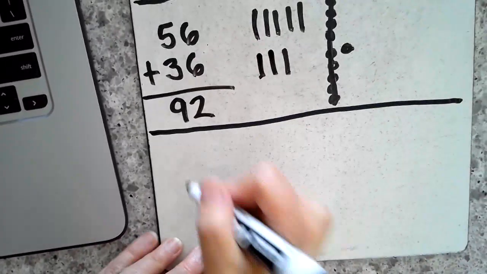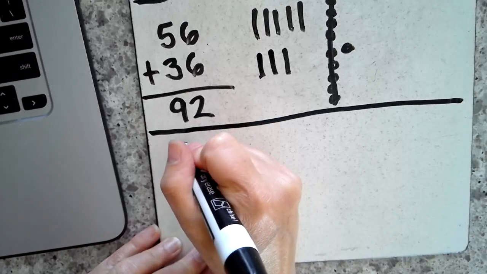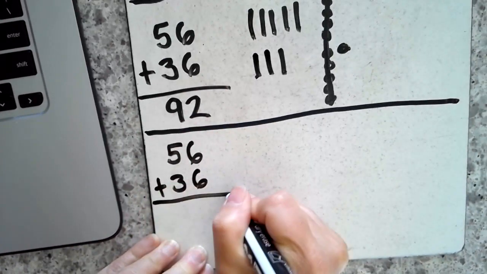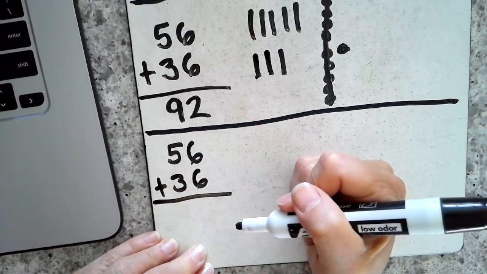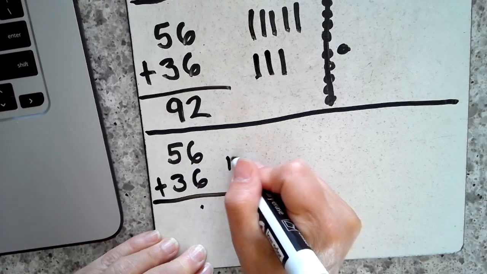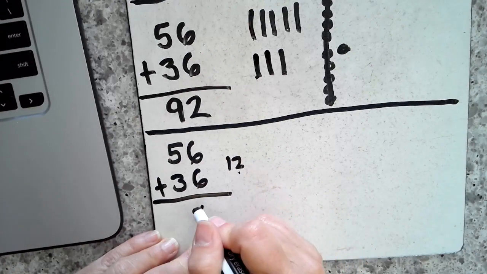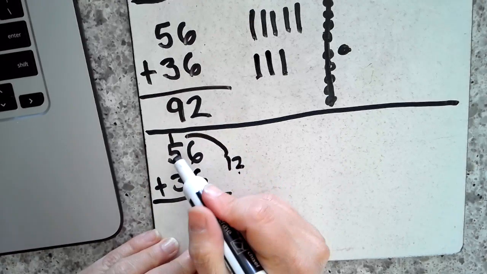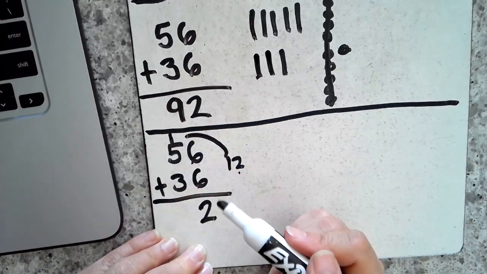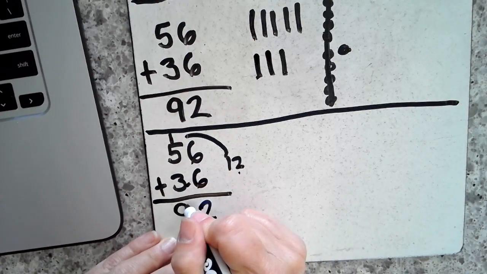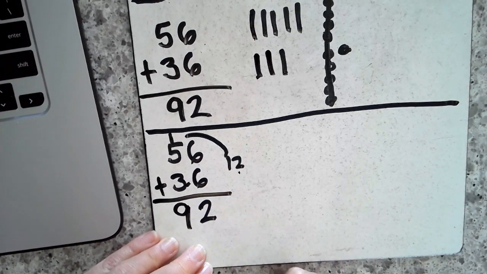We've also done new groups above. So 56 plus 36. We know 6 plus 6 is that devil's equation. It's 12. So if it's 12, I'm going to take the ones and put it here. And then I'm going to take this extra 10 and put it above. So 5 tens plus 1 ten is 6 tens. Plus 3 more tens is 9 tens. And I get the answer 92.